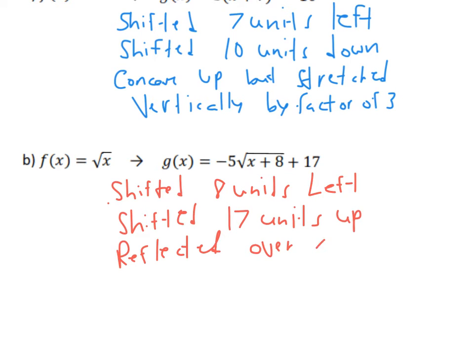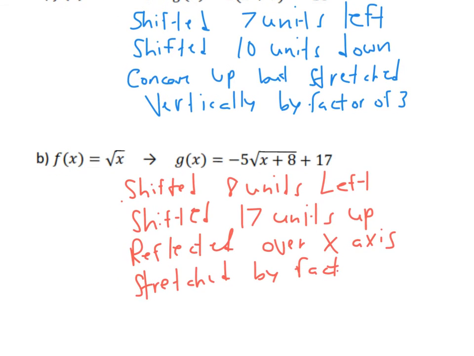And we also have a factor of minus 5, so it's reflected over the x-axis. It's upside down, and it is also stretched by a factor of 5 vertically. So those are the things that are happening in that transformation.